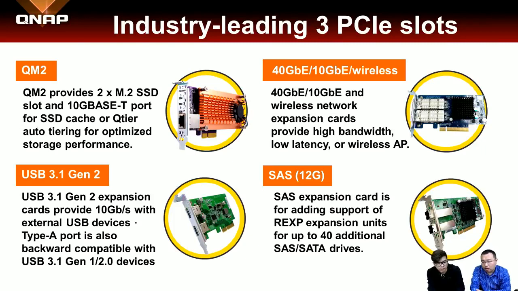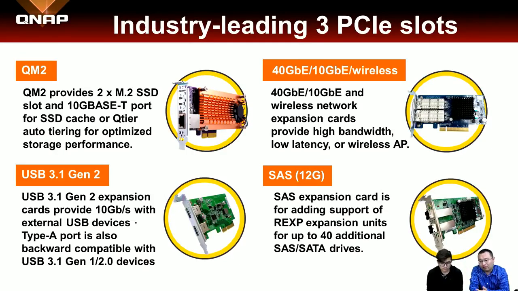Also, one thing to mention is that because those QM2 cards have 2 M.2 SSDs, and the TS-1677X on the front has 4 of the 2.5 inch SSDs, you can also make a RAID together, to give you more protection and faster performance with RAID 5, RAID 6.